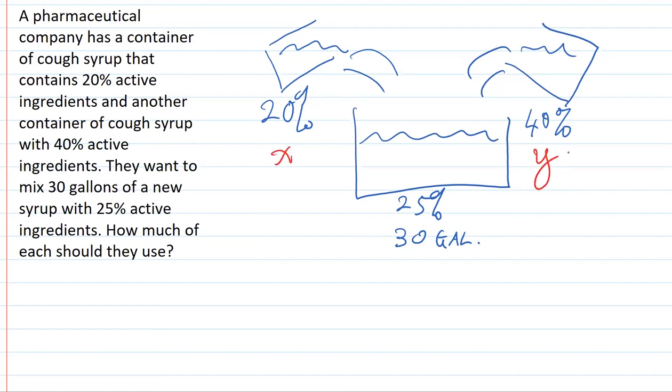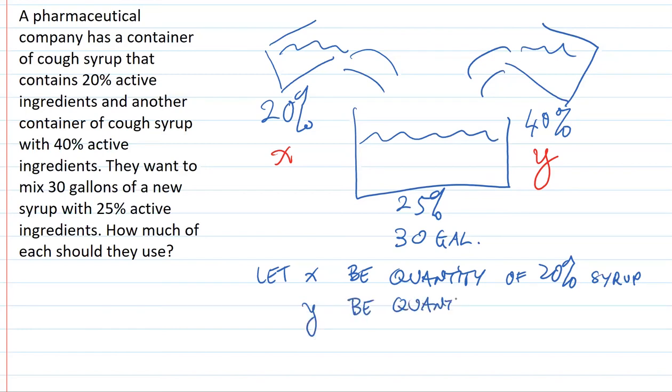So I would say there's some X quantity coming in from the 20% on the left, and some Y gallons quantity of the 40% container coming in from the right. So I'm going to let X be the quantity of the 20% syrup in gallons, and let Y be the quantity of 40% syrup.